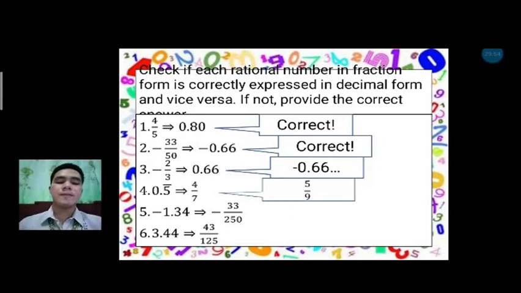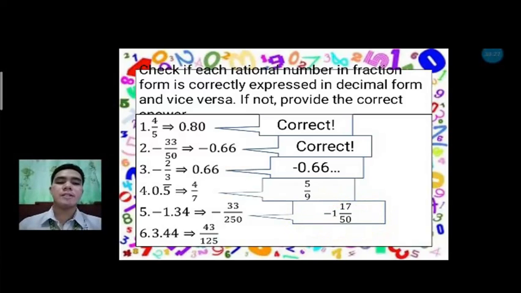Now we have number 5. It should be negative 1 and 17 over 50. Okay, so take note, as you can see, the denominator here is 250, wherein the place value in the decimal number is hundredths only. Therefore, it should be 100. So it's not possible that the denominator is 250. The correct answer will be this one.